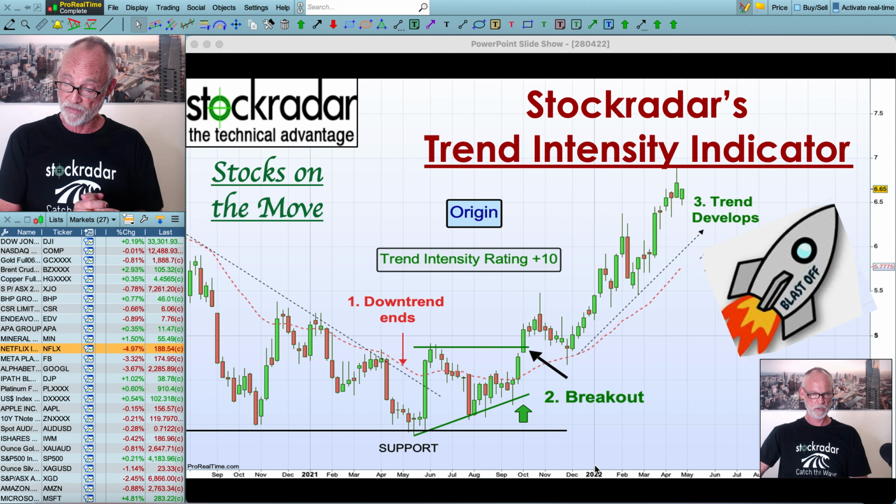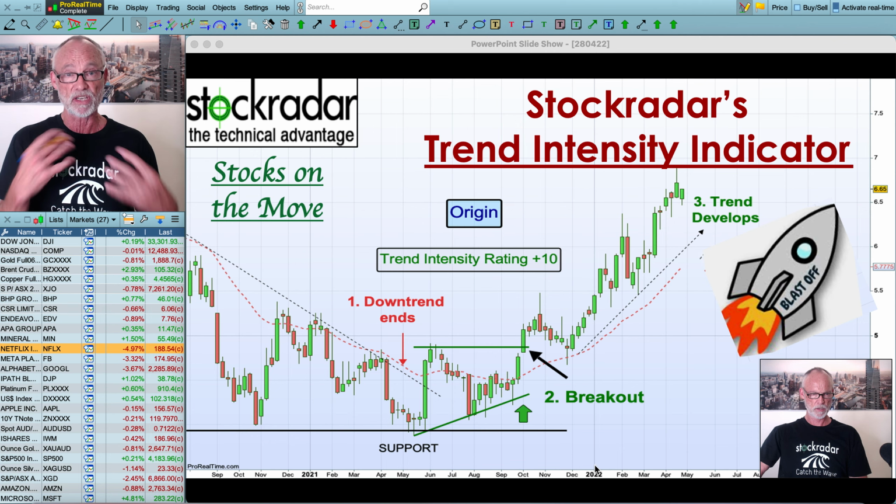Over the last 4 weeks, I've dug into the intricacies of the TIR components. Now we can better understand what it is that forms the backbone of Stockradar and how the trading centre, our main trading page, is based around this indicator.